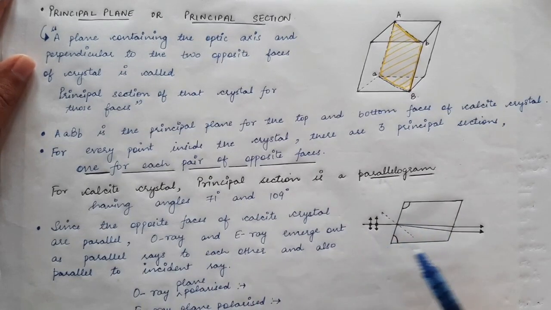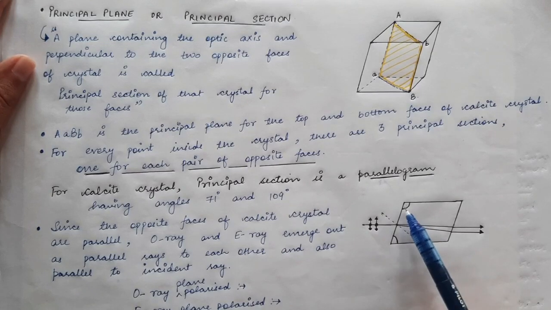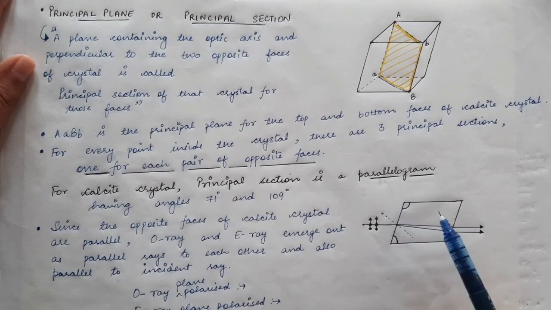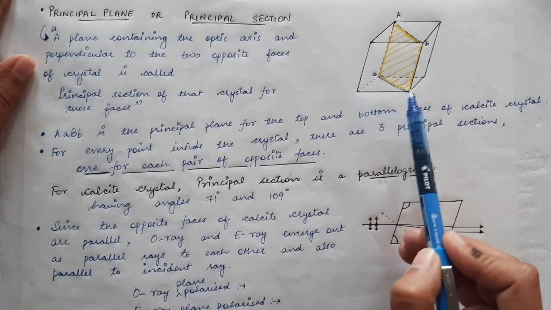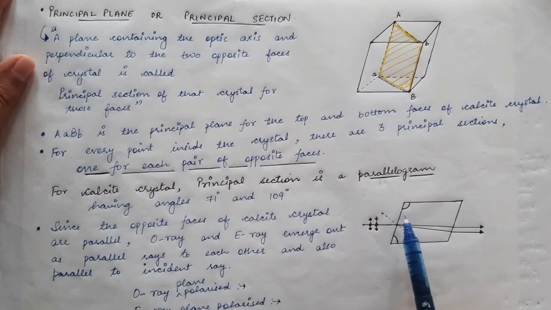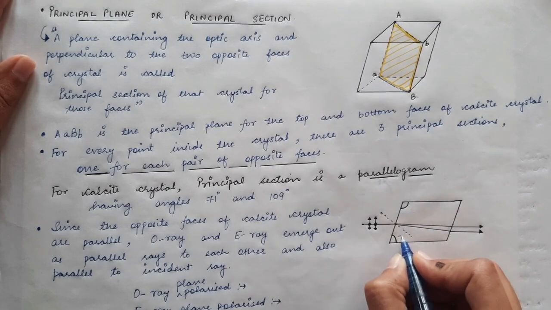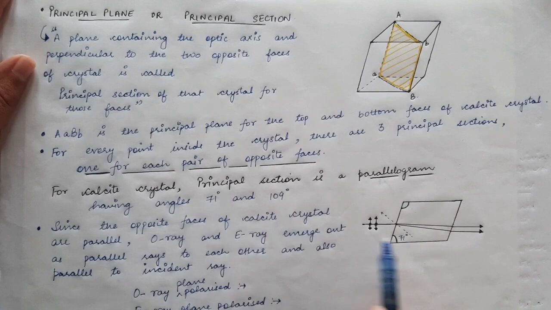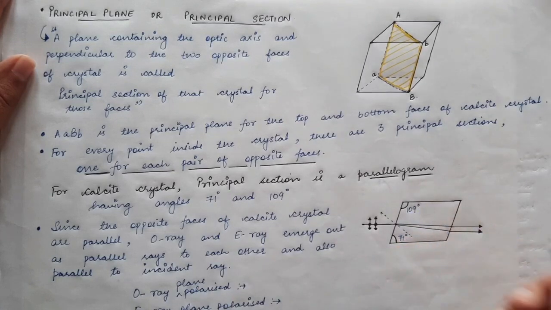Now, whenever you draw a calcite crystal, and we will see that the Nicol prism is made from the calcite crystal, whenever we draw the diagram of the Nicol prism, we always draw the principal section and we never draw the whole crystal. As I have shown over here, I have drawn only the principal section of the crystal, and this acute angle will be 71 degrees and the other angle will be 109 degrees. So we will always draw the principal section.